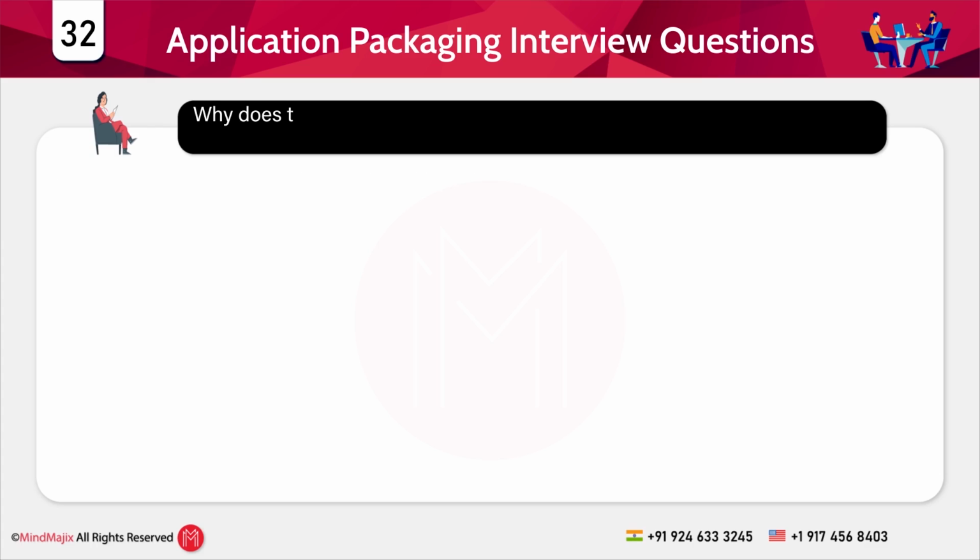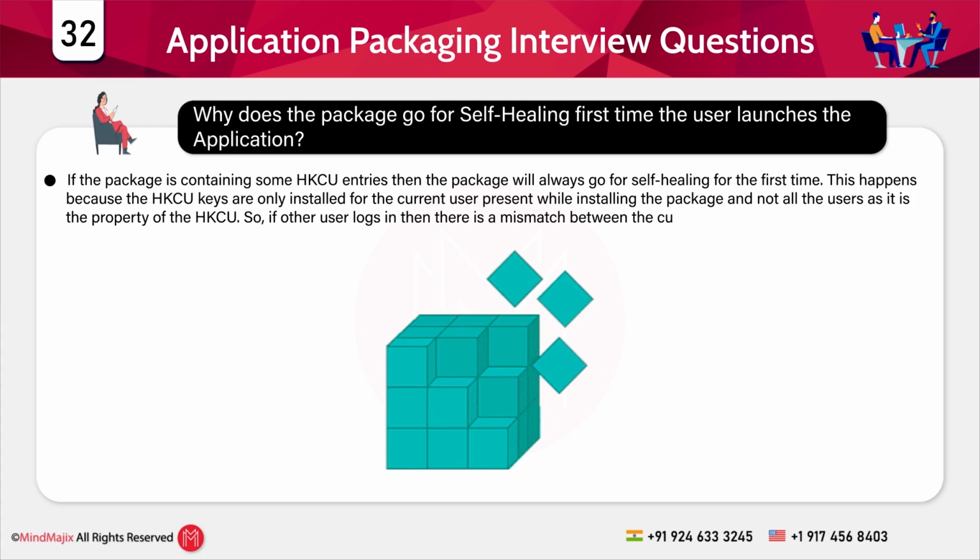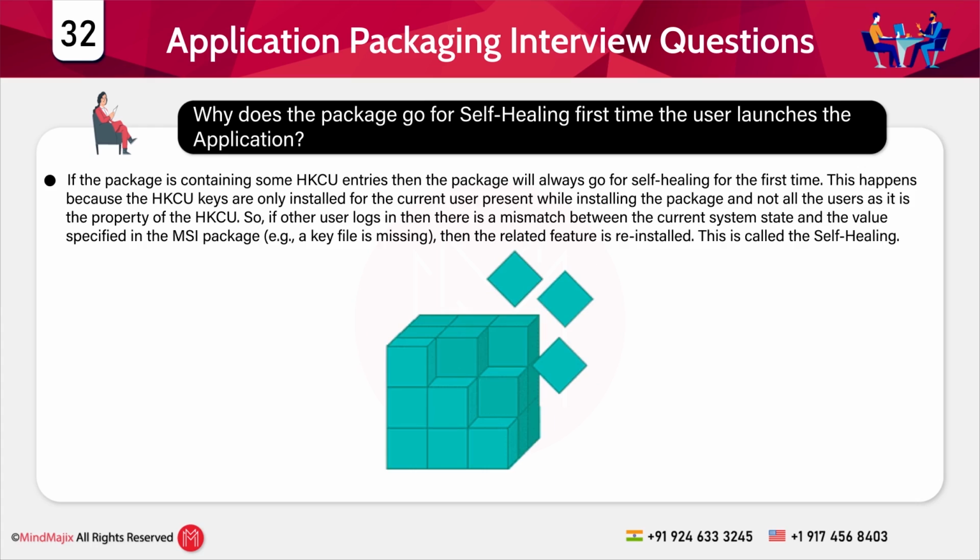Question number 32. Why does the package go for self-healing the first time the user launches the application? If the package contains some HKCU entries, then the package will always go for self-healing for the first time. This happens because the HKCU keys are only installed for the current user present while installing the package, not for all the users, as it is the property of HKCU. So if other users log in, there is a mismatch between the current system state and the value specified in the MSI package. For example, if a key file is missing, then the related feature is reinstalled. This is called self-healing.